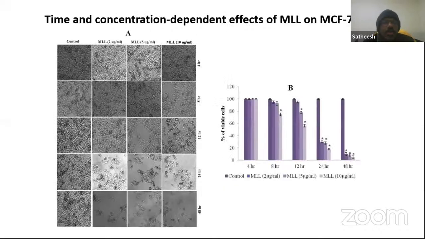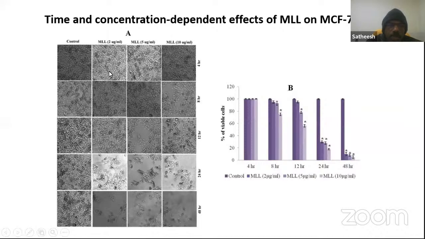So this is again the time and concentration dependent cell detachment, the anoikis, which we were talking about before. Here you can see the control. The cells are very highly compact. There is no space between them. When you have 2 microgram, 5 microgram, and 10 microgram, you can see how the cells are getting detached over time. This is 4 hour, 8 hour, 12 hour, 24 hour, and 48 hours. By 48 hours, you can see that the control cells are very compact, and the cells treated with 2 microgram, 5 microgram, and 10 microgram are getting detached and lost. So the cells are not present.